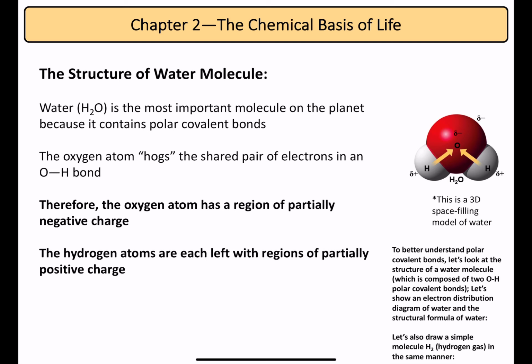Water, if you didn't already know, has the molecular formula H2O, 2 hydrogen atoms for every 1 oxygen. So let's draw it out. I'm going to take you through 2 examples. One is going to be really simple: hydrogen gas, H2, which is 2 hydrogen atoms. Then we'll jump to water. So let's start with the bottom example.